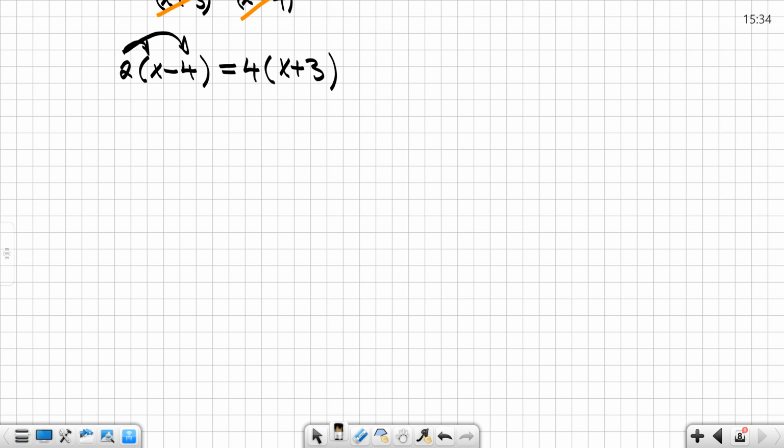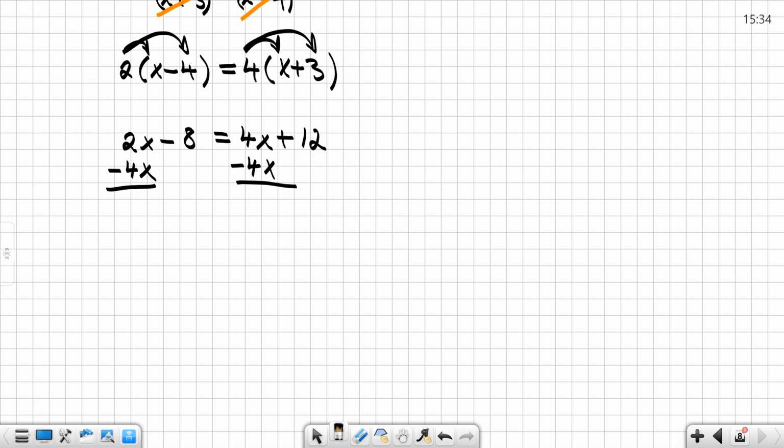Everything gets multiplied by 2. 2x minus 8 is equal to, everything gets multiplied by positive 4. Be careful. 4x plus 12. Moving my variable parts to the left side, I subtract 4x from both sides. 2x minus 4x, that's a negative 2x. This goes away, is equal to 12.